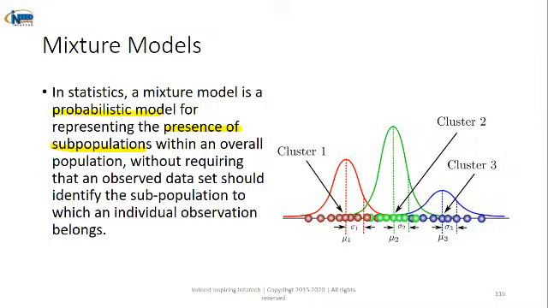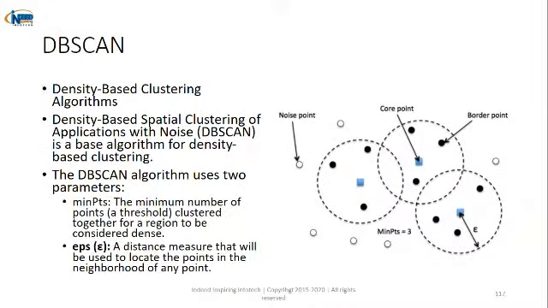It basically identifies or represents the presence of subpopulations within overall populations, without requiring labeled data. Therefore it is called unsupervised, because it does not require labeled data. Here it has clustered: one subpopulation is cluster 1, another is cluster 2, another is cluster 3. So three clusters, three subpopulations among the whole population. This is a mixture model algorithm.